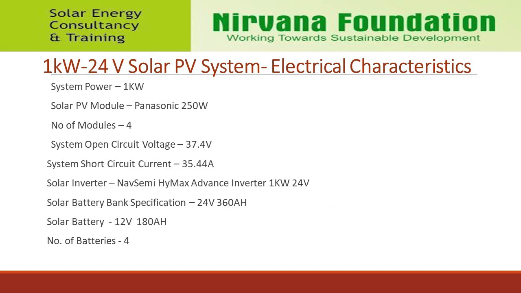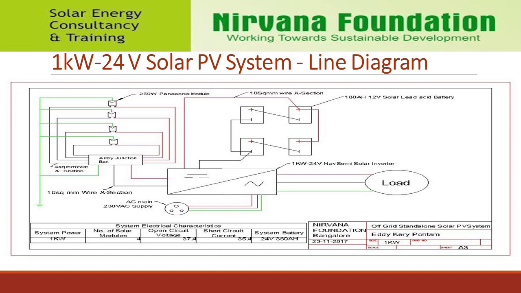We have to select a panel which matches our calculations. Here we choose Panasonic 250 watts panel. Inverter: NAV semi-high max. 4 batteries, 12 volts and 180 Ah. Layout shows 1 kilowatt, 24 volts.